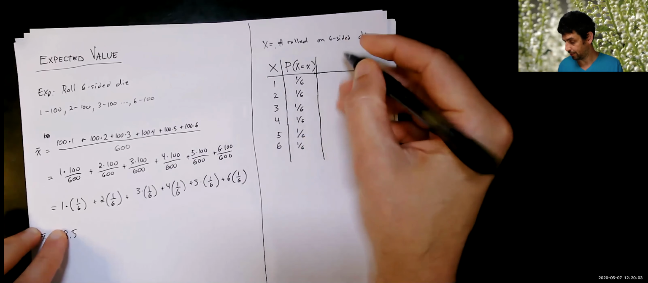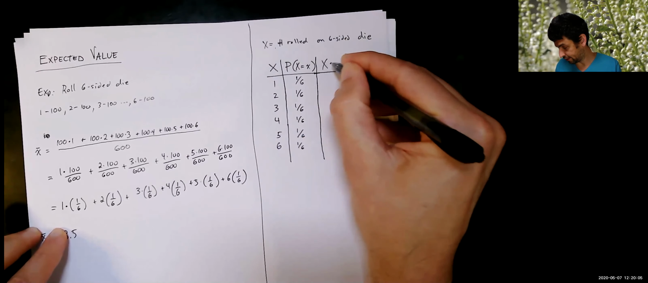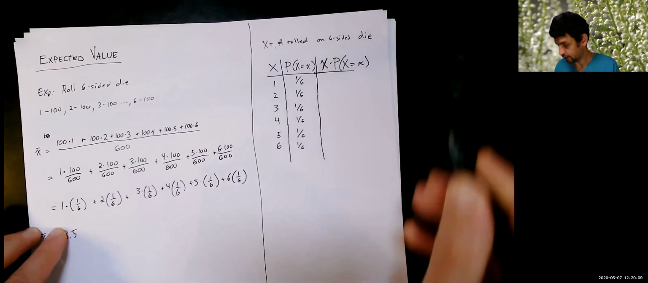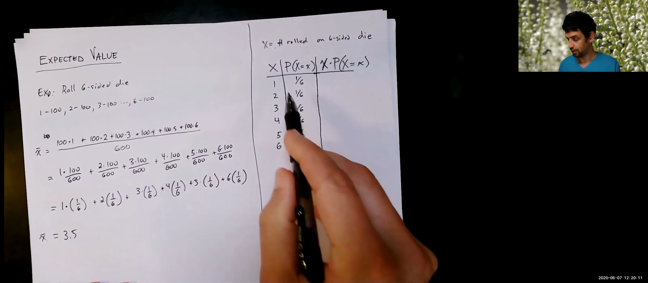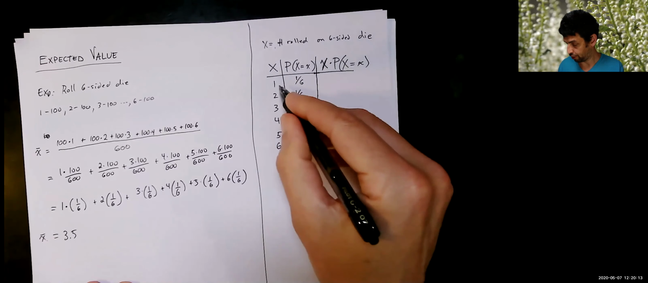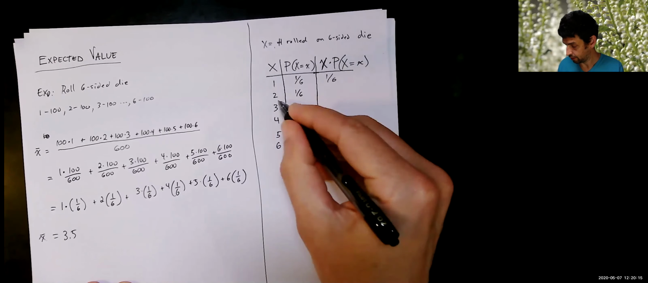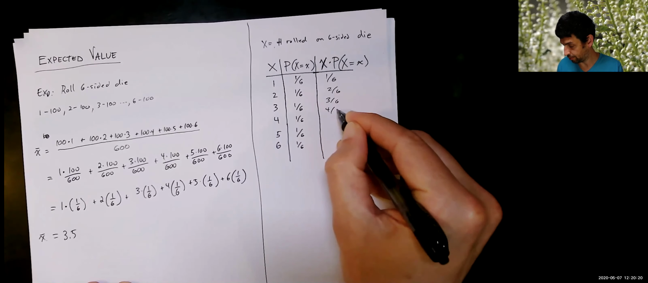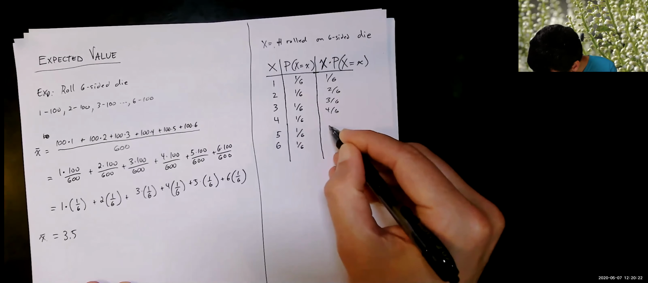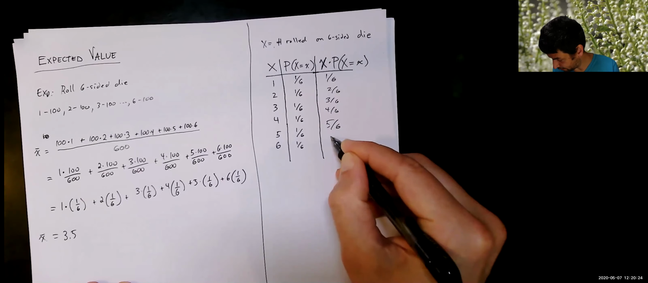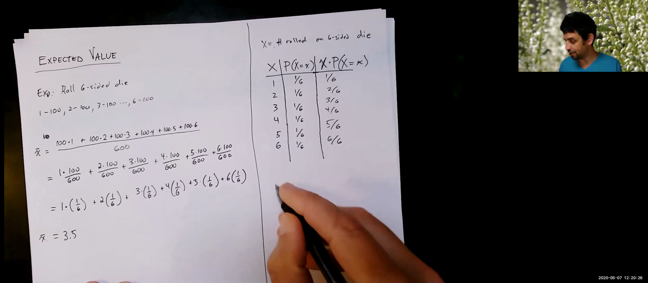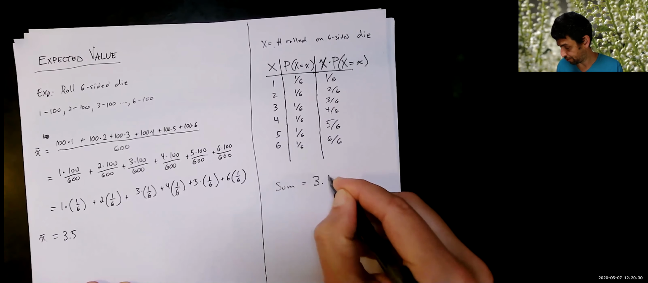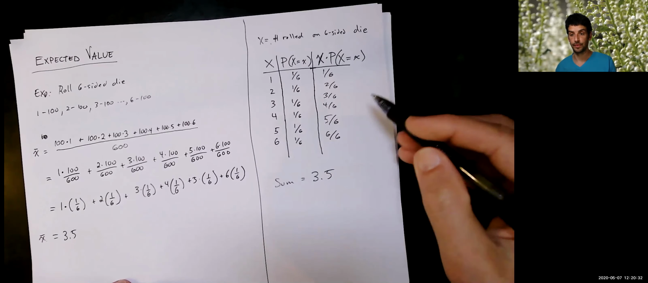In other words, if we take x times the probability of that value, right? If I multiply this across, I get 1 times 1/6, 2 times 1/6, 3 times 1/6, 4 times 1/6, 5 times 1/6, and 6 times 1/6. If I add those up, that's where the 3.5 came from, okay?